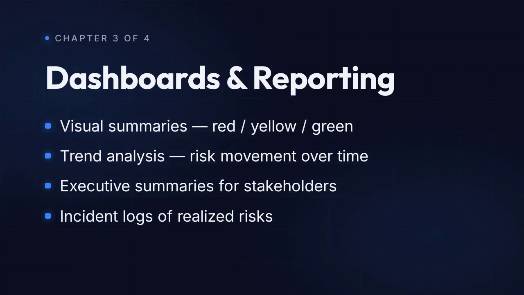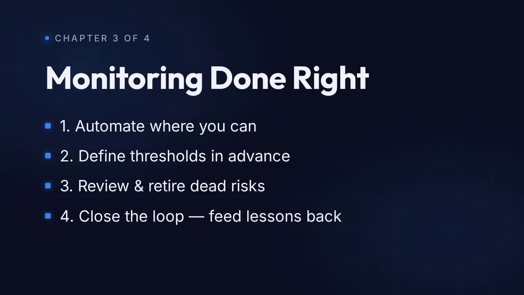A few quick tips on monitoring done right. 1. Automate where you can. If a metric can be pulled from a system, don't ask a human to copy it into a spreadsheet. 2. Define thresholds in advance, before emotions are involved. 3. Review and retire risks. If a risk no longer applies, archive it. Don't leave dead risks cluttering your register.